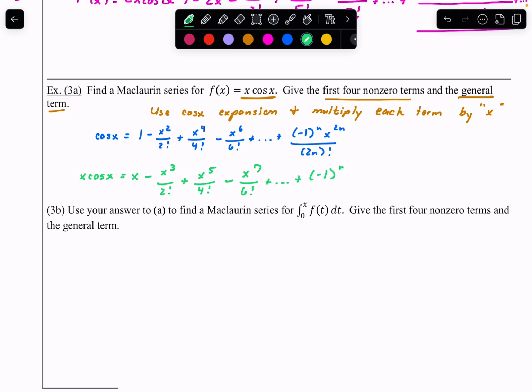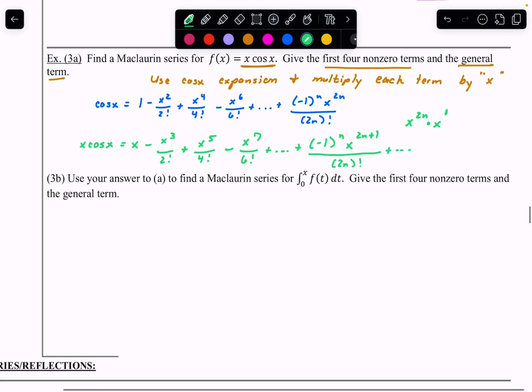It is still alternating in sign. All I did, I have x to the 2n, and I'm multiplying times x. So remember, you're supposed to add those powers together. So this is x to the 2n plus 1 over 2n factorial. That is the first 4 non-zero terms and the general term.